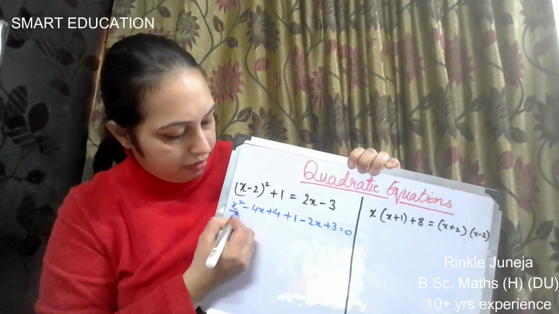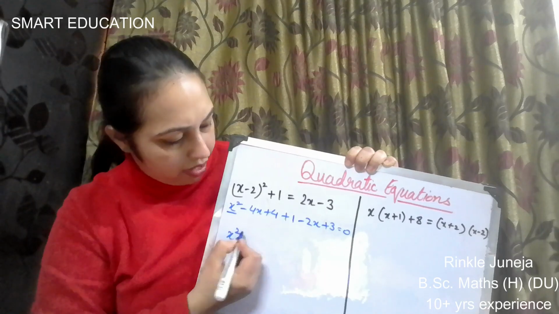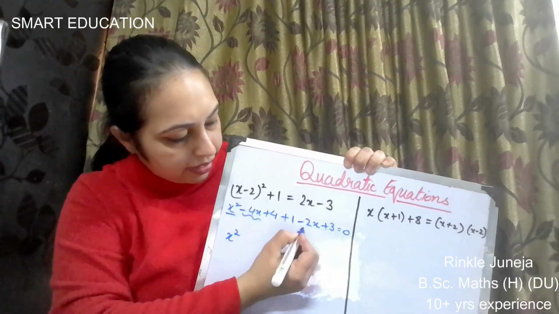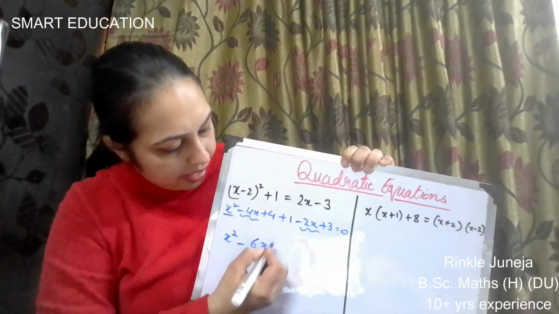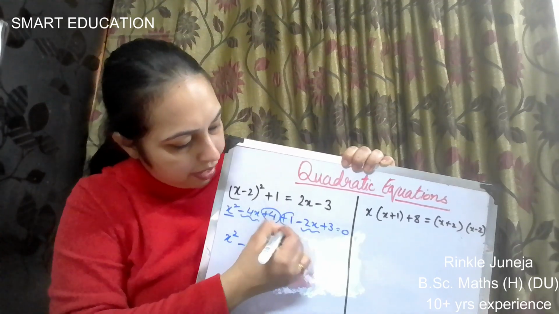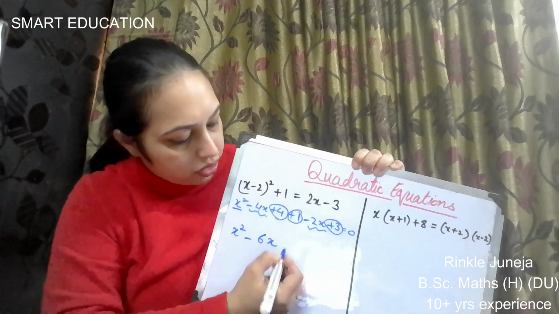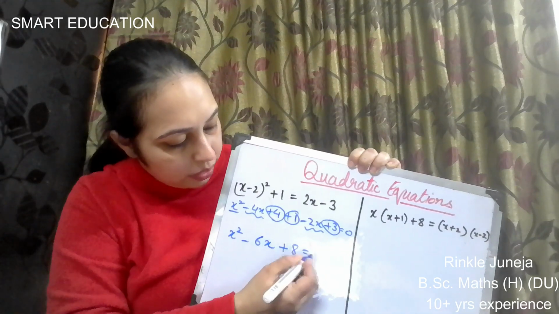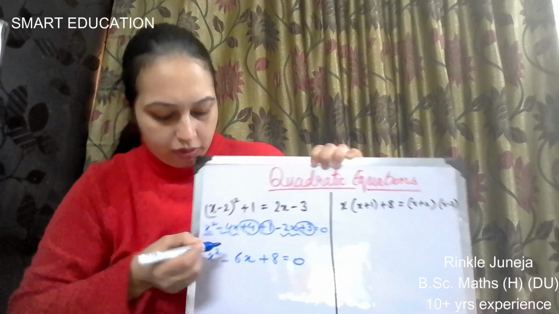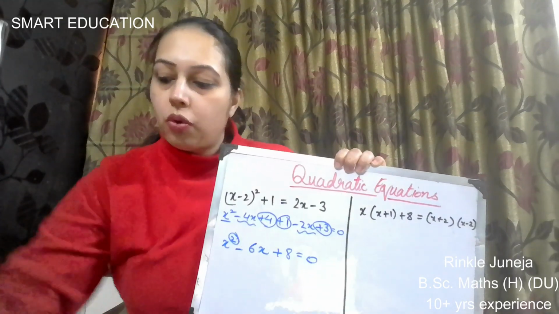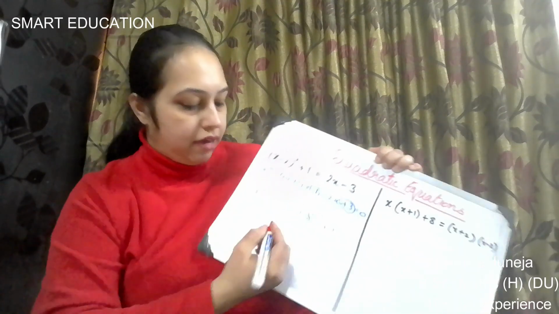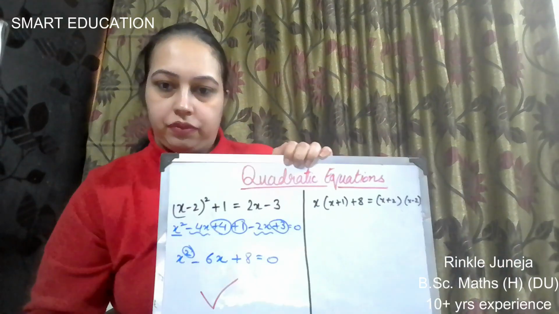Now let's simplify. There is only one term for x square, so x square. This is minus 4x, this is minus 2x, so this becomes minus 6x. This is plus 4, plus 1, plus 3. So this becomes plus 8 is equals to 0. Now the degree of this equation is 2. So this is a quadratic equation.